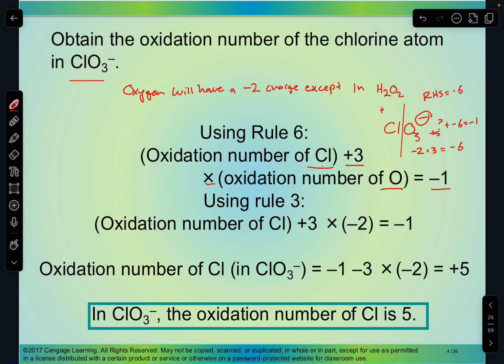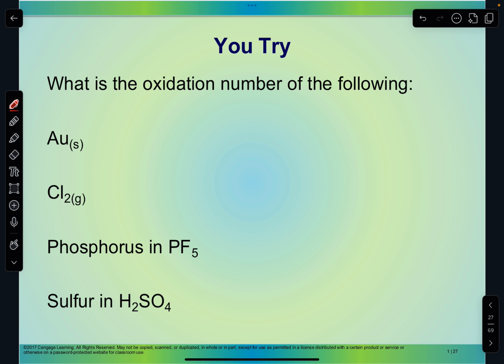Chlorine is going to have a +5 charge, and that's what we see right here. So -1 minus 3 times -2 is going to be +5. The oxidation number of chlorine is +5. Okay, give it a shot, and let's continue. Remember, you can take a look at the rules if they would help you out.